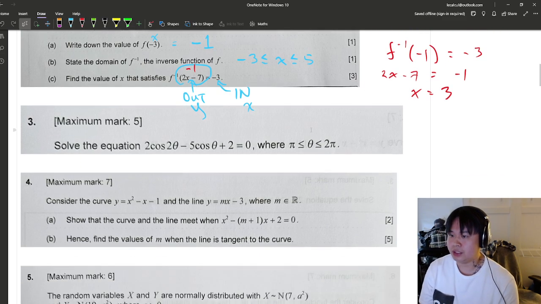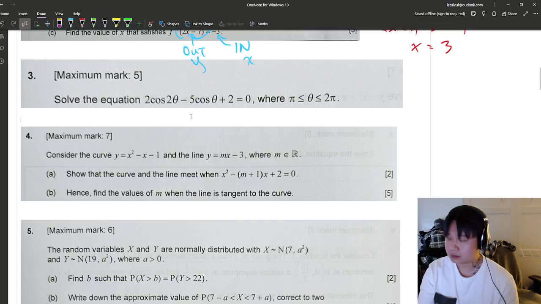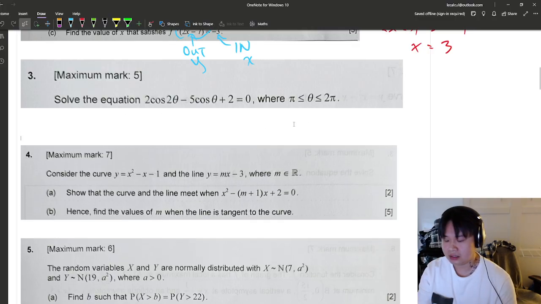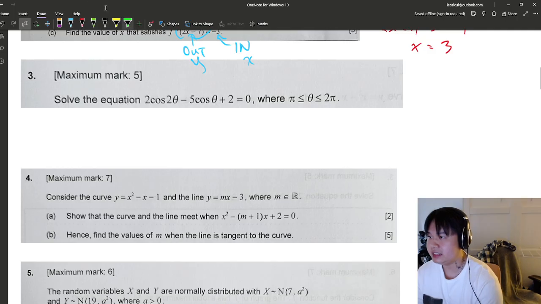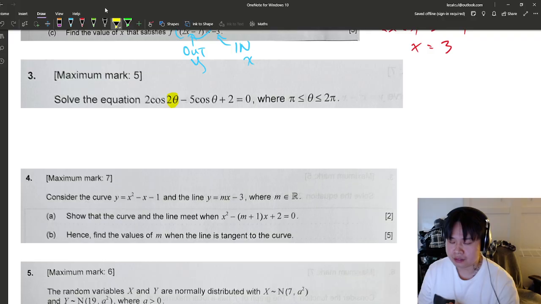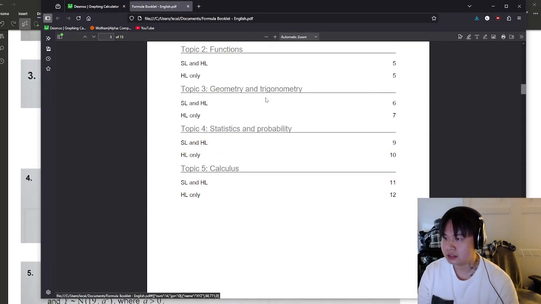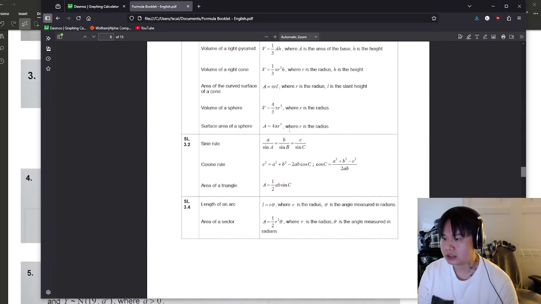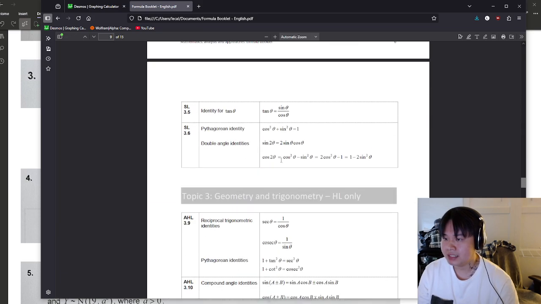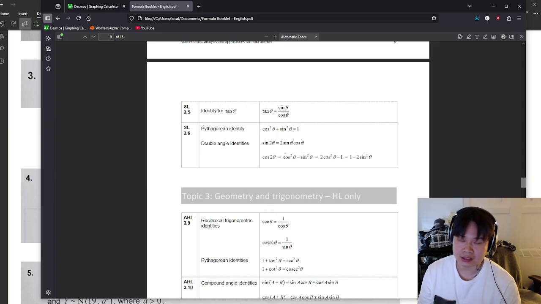Okie dokie. Next one. We gotta solve this trig equation. Looks fun. There is a double angle, so you know right away you should be using one of your double angle identities. If you take a look at the options you have, so here's my formula sheet. Trigonometry. So double angle has three options. We have this one where you have cosine squared and sine squared. You have the one that has just cosine squared, and then you have the one that's just sine squared.